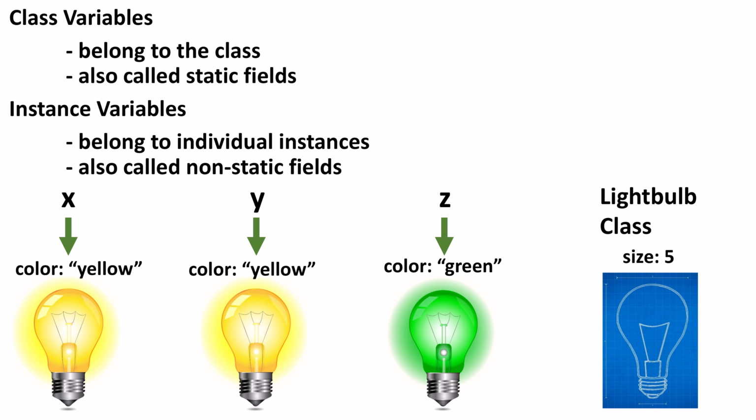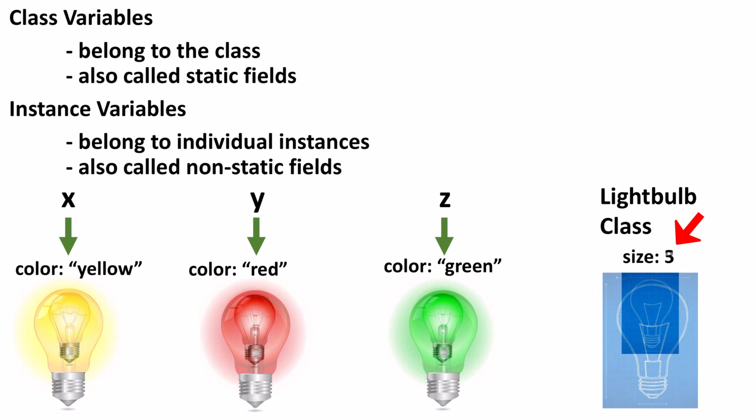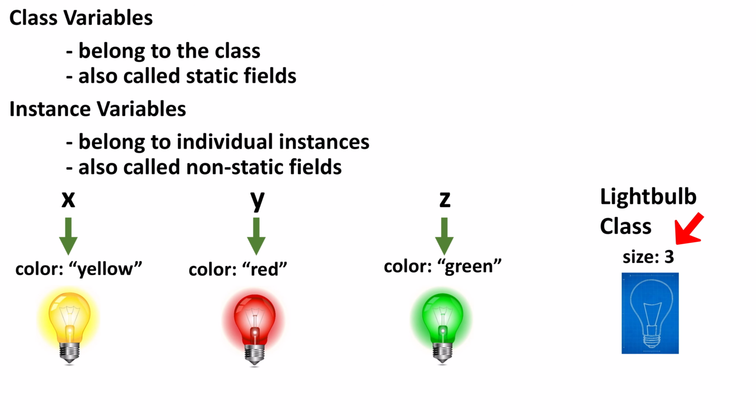Let's pull up the LightBulb class and some LightBulb instances again. The LightBulb class defines color as an instance variable. That means each instance has its own unique copy of the variable. When we change the value of color for the instance that y is pointing at, it only affects that one instance. Size is defined as a class variable. It belongs to the class and is shared by all instances of the class. When we change the value of a class variable, it affects the class and all instances of the class. When coding a class, the programmer decides which fields are class variables and which are instance variables.